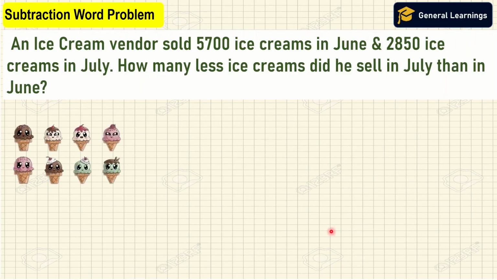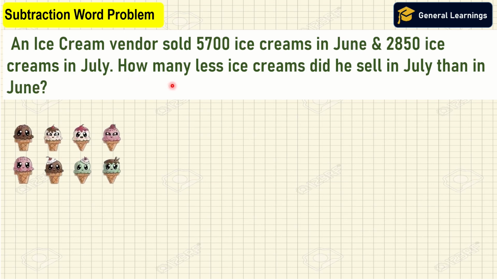Next, we will see another problem. An ice cream vendor sold 5,700 ice creams in June and 2,850 ice creams in July. How many fewer ice creams did he sell in July than in June?